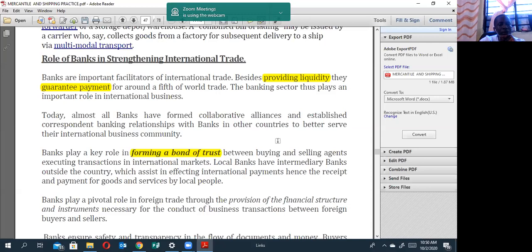So they play a clear role in forming a bond of trust between buying and selling agents, executing transactions in the international market. So the local banks have their branches outside the country, and these assist them in effecting international payment, thus making possible the receipt and payment of goods and services by its local people. So they play a pivotal role in foreign trade through the provision of financial structure and the instruments necessary for the conduct of business transactions between the foreign buyers and the sellers.